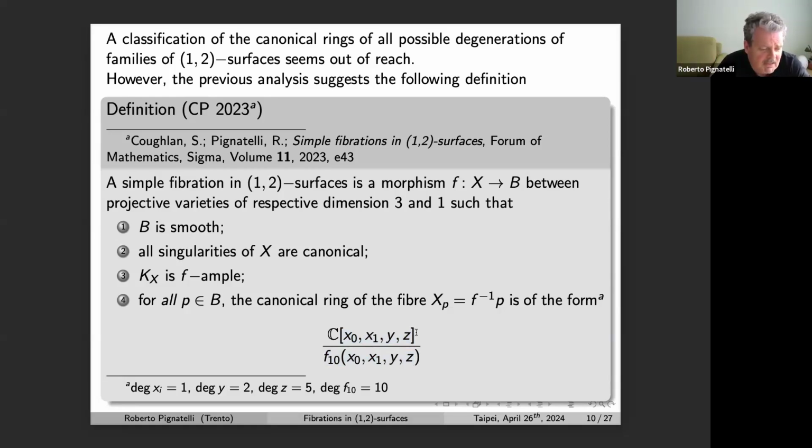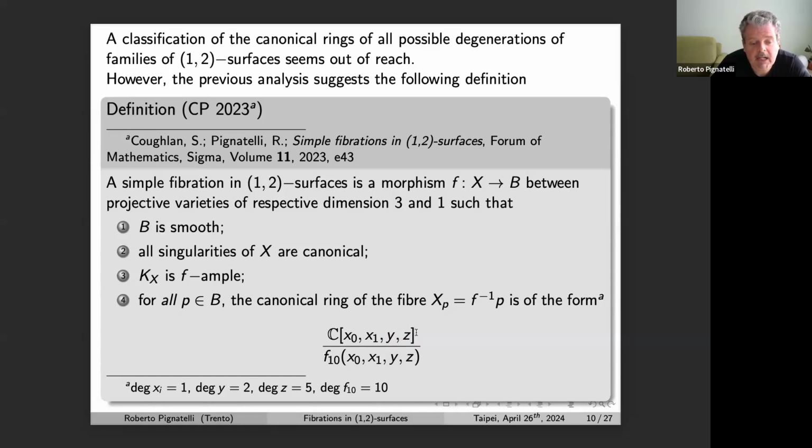And I spoke with the people working on it, and they have no idea. They tend to be very far from a classification. I mean, there should be many others. And so that seems to be very complicated. But what about the simple ones? That's why we call it simple fibration in 1-2 surfaces.